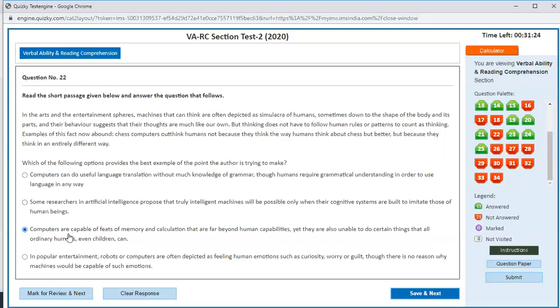नहीं, ये तो बिल्कुल भी नहीं है. Because capable of features of memory and the robot will be certain thing. Again, comparing humans with machines. So B or C out. Clearly out है. In popular entertainment, robots are often depicted as feeling human. मुझे on contrary चाहिए. मुझे machines को feeling human emotions, human type नहीं दिखाना है.